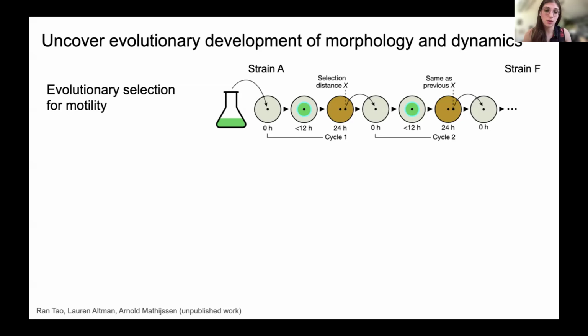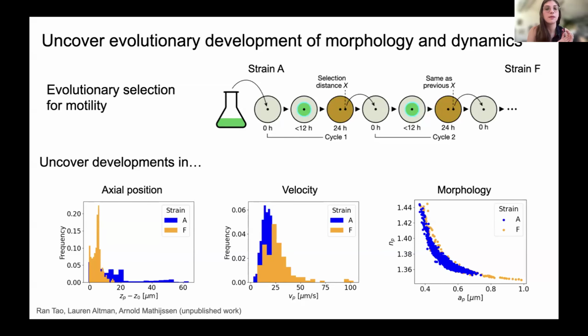And using these holographic measurements, we can now uncover developments in a number of their properties and dynamics using the three-dimensional information that we can extract. So for example, we now find that strain F, the evolved bacteria, spend more time close to the walls using their axial position measurements, which of course makes sense because if they can move more efficiently, then they can find the wall more easily. They also move faster. And using the characterization data that we have, we can uncover changes in their morphology as well. So we're really excited about this and hoping to learn about a lot more using these holographic measurements.